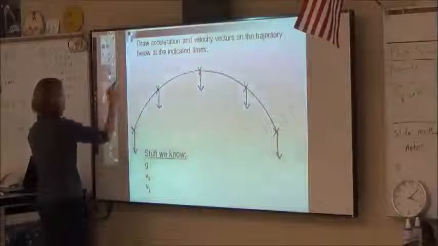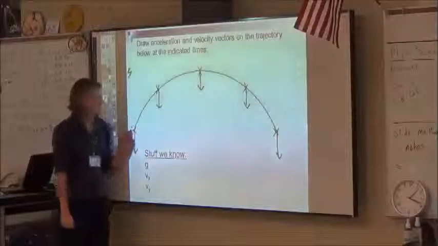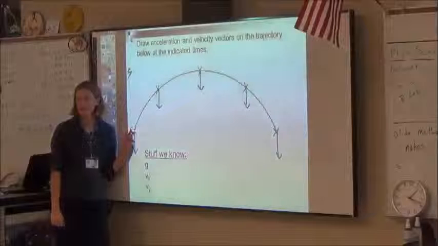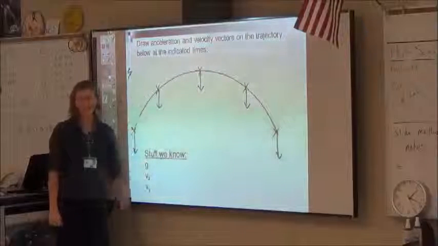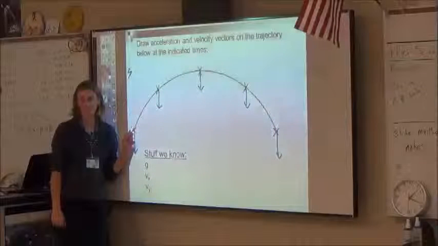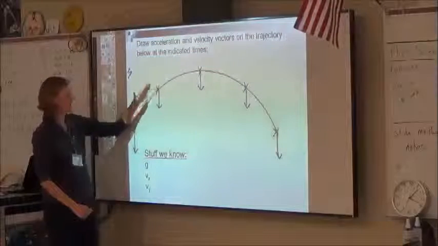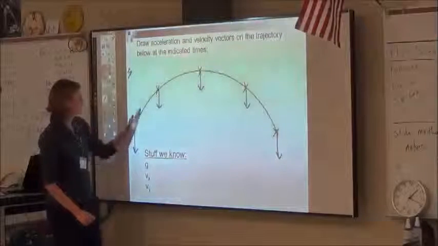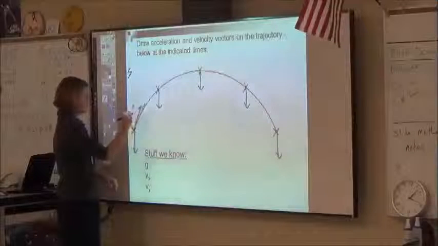All right, I'll do the velocity in black. Now, what would the velocity vector look like here? You threw the ball, it's going that way. Okay, meaning up, straight up? Yeah, it's up and right, it's tangent to the path. So, something like that.